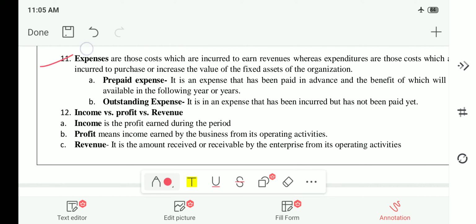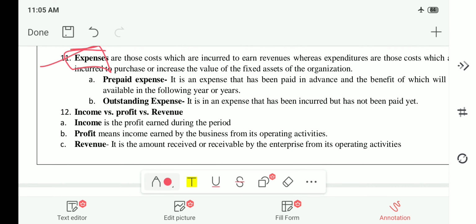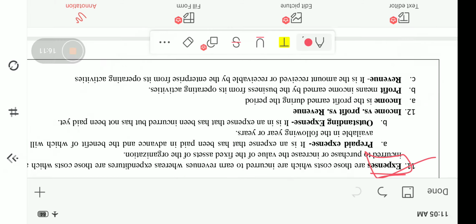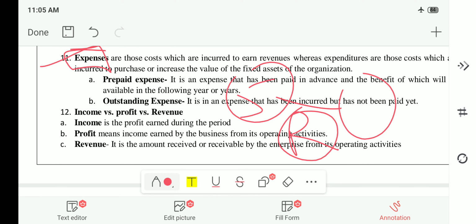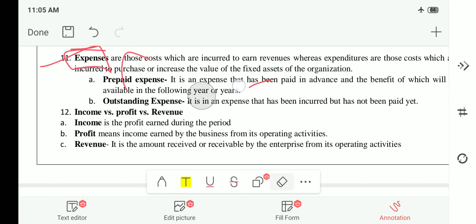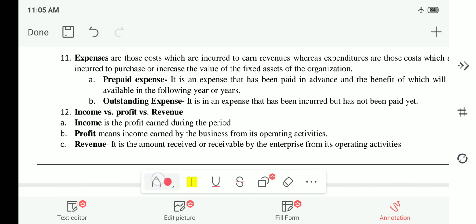Now the 11th term is expense. What are expenses? As we have explained, there is a difference between expenditure and expense, right? And we also know that this 5 lakh that I am investing on the machine to get repaired will act as an expense, right? Now in this expense there are two types of expenses. One is prepaid expense and one is outstanding expense. In simple terms, we will try to understand what is prepaid expense and what is outstanding expense.